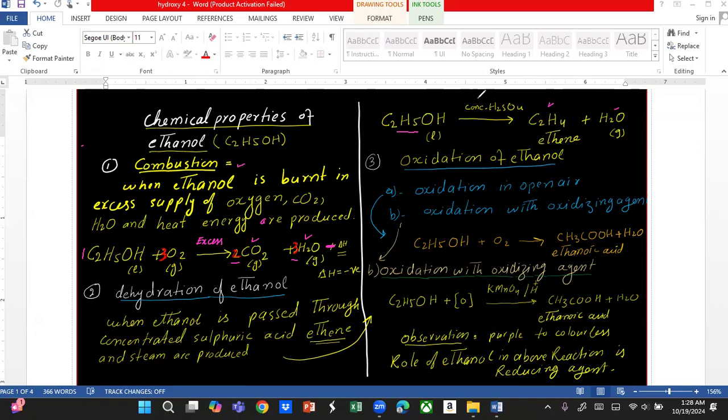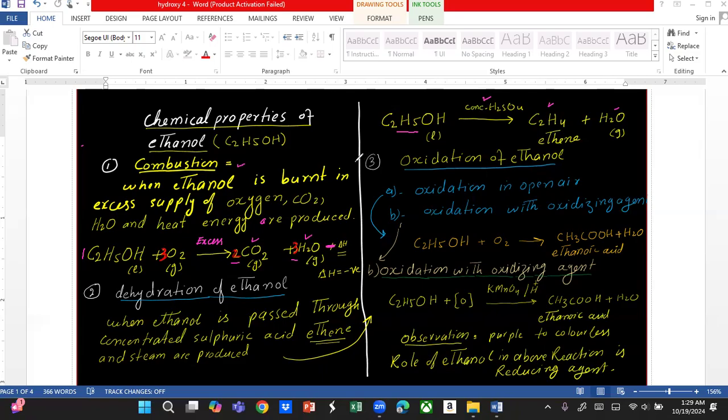So here we have to use concentrated sulfuric acid. Students, keep in mind, concentrated sulfuric acid acts as a dehydrating agent, while dilute sulfuric acid acts as a hydrating agent. Hope you understand. So similarly, if we do the dehydration of propanol, it will give us propene, that is C3H6 plus steam.